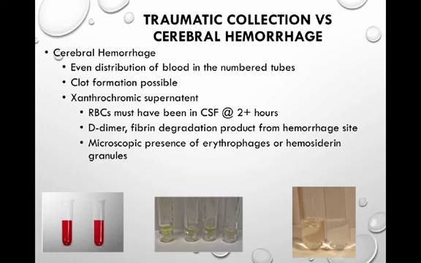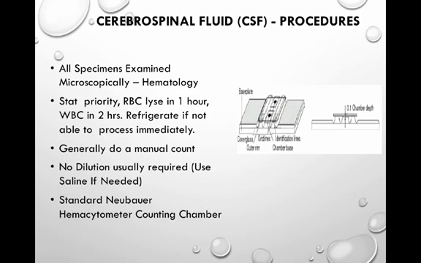So a traumatic collection may be, I don't know, a false indicator of cerebral hemorrhage. Again, if we see the first tube has blood in it and then the others don't, that is a clear indication of a traumatic tap.